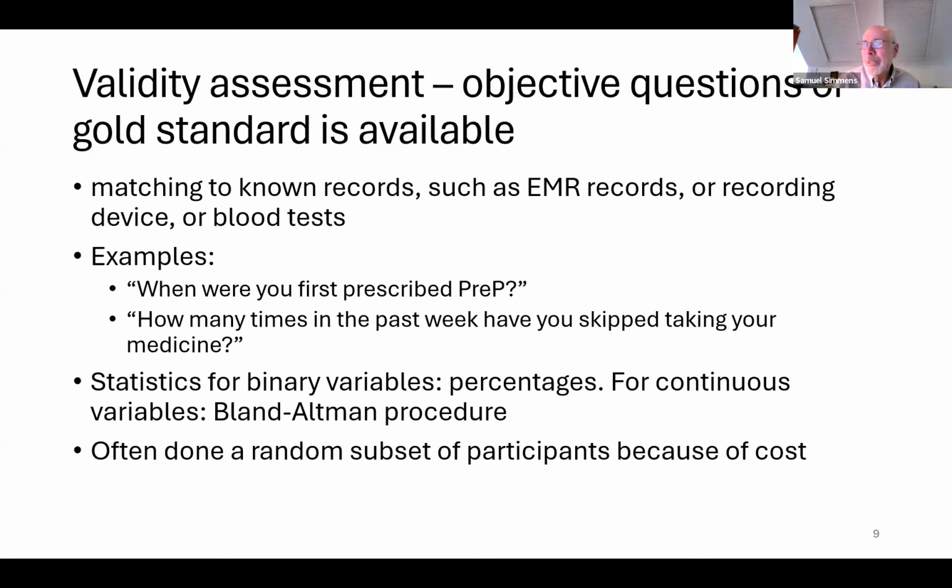For continuous measures, there's a statistic that's pretty uncommon. Most people have never heard of it, but it's pretty handy. It's called the Bland-Altman procedure. It's not difficult to implement. You might just want to make a note of it someday. If you decide to use it, you can look up the procedure. It's a pretty intuitive assessment of agreement between your continuous measure and the gold standard.